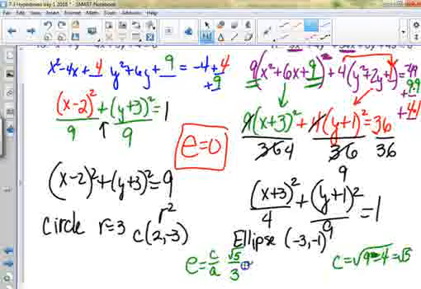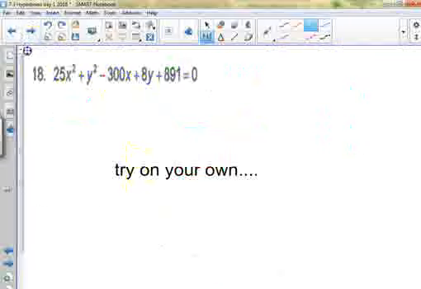Can someone give me a decimal? What's square root of 5 divided by 3? 0.75 roughly? Okay, does that make sense? Do you remember? I know you don't remember, but if you look on the back, remember it says right here, an ellipse has to have an eccentricity between 0 and 1, right? Okay. 18. Try this one on your own.